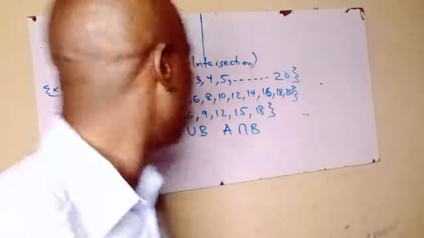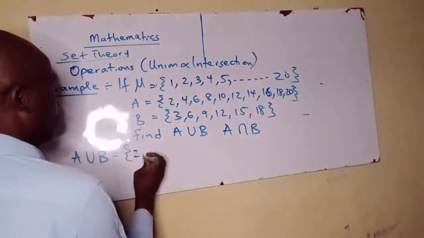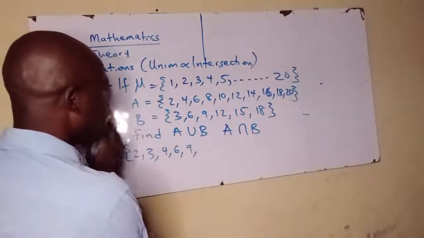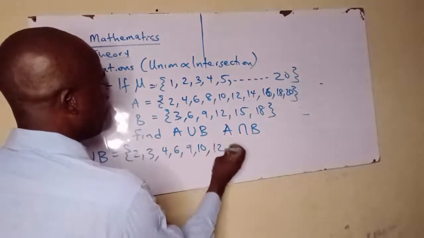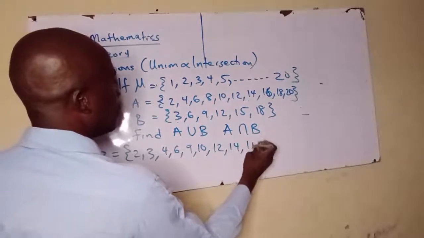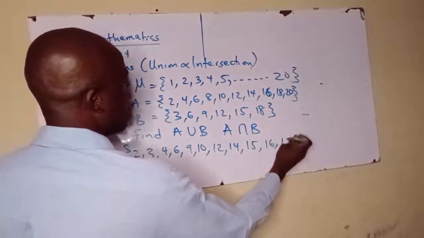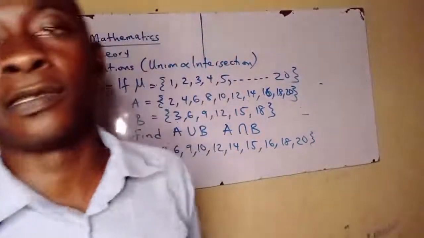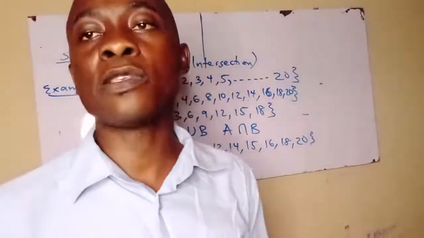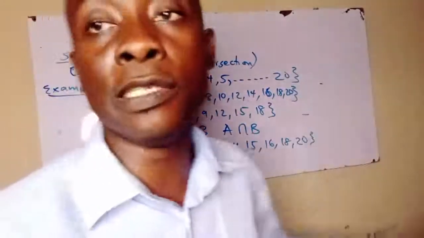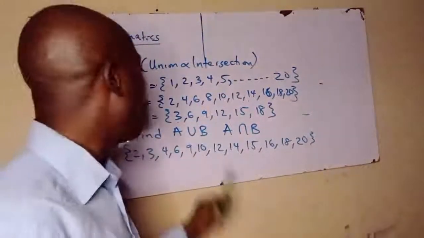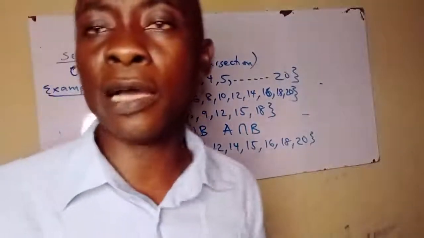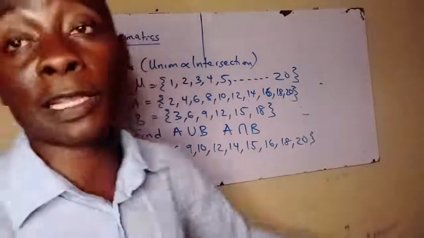Now let's quickly write A union B. A union B will be 2, 3, 4, 6, 8, 9, 10, 12, 14, 15, 16, 18, and 20. Now another rule is that you must always write in ascending order, as they have already arranged it. It may not be numbers anytime; sometimes it may be any other thing. But just follow this pattern and you are going to get it.